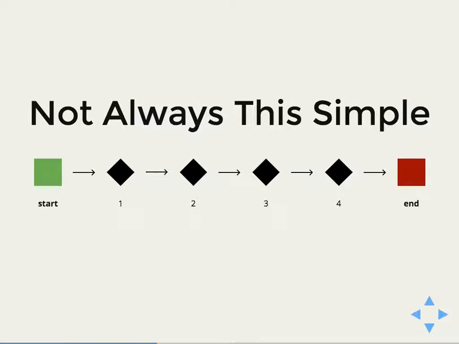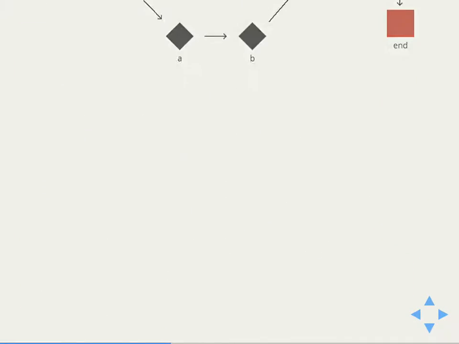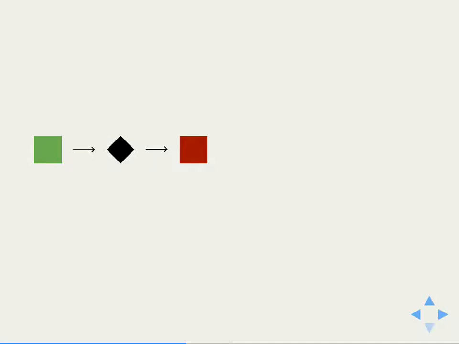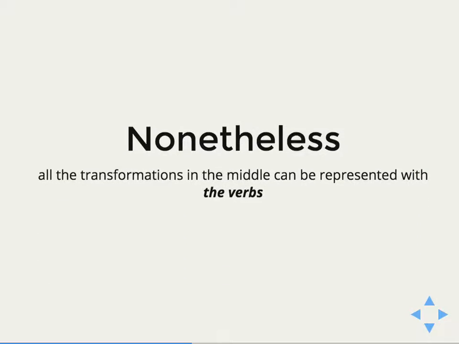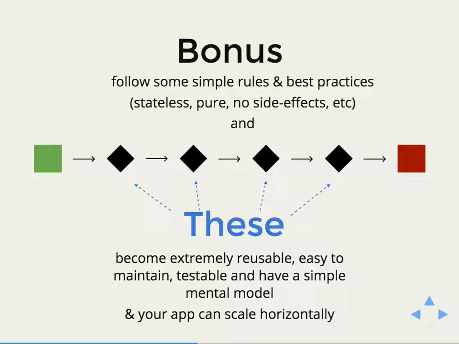So true, it's not always that simple. Maybe it looks like that or that or that or that. And sometimes the end of one flow is actually just the beginning of the next, like that. Nevertheless, all the transformations in the middle can be represented with those verbs. And as a bonus, if we follow some rules and best practices, then these transformations can become extremely reusable and easy to maintain, etc. Easy to reason about.